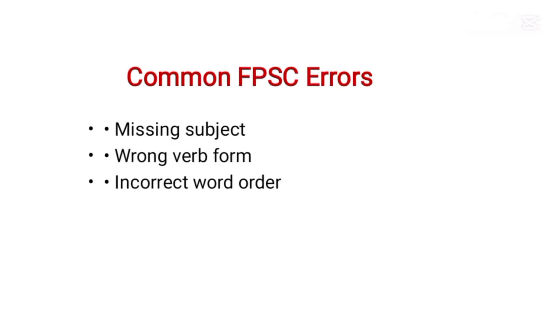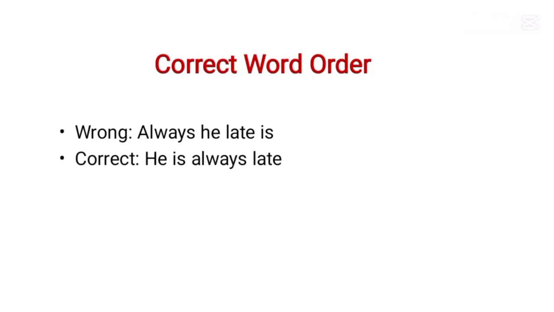Now let's look at some FPSC errors. The first one is missing subject. The second one is wrong verb form. The third one is incorrect word order. Most English mistakes in FPSC are structural, not vocabulary based. Correct word order. Now let's see an example of word order. Always he late is a wrong sentence while he is always late is a correct sentence. So students, remember that auxiliary verb comes before adverbs.